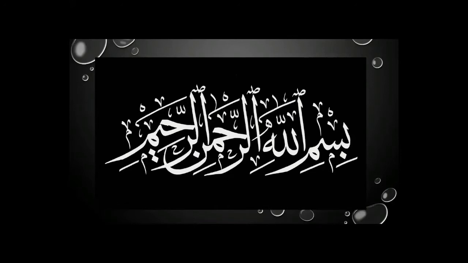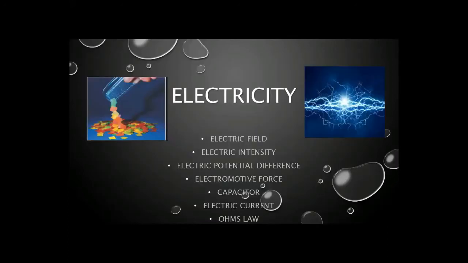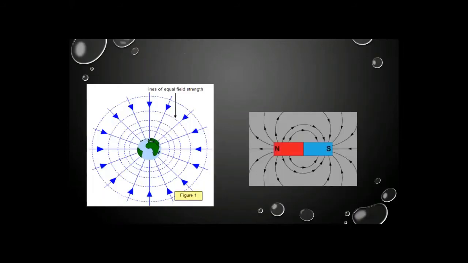So today we continue the previous chapter, that is about electricity, and today's topics are electric field, electric intensity, electric potential difference, electromotive force, capacitors, and electric current. Okay, so first of all, we have to understand what is the meaning of field.